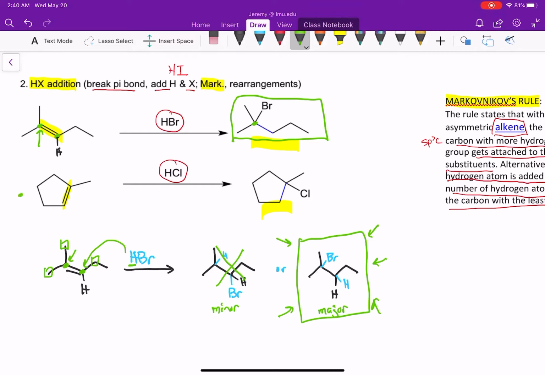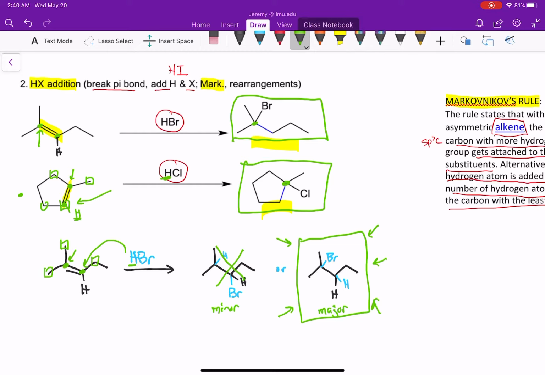In our next example here, again, we have two sp2 carbons. The carbon on the top is connected to two alkyl groups. The carbon at the bottom is connected to one alkyl group and an H. Therefore, we're going to add the H to the side where there's more H's, and the chlorine to the top side. And that's the final product we get here, okay?